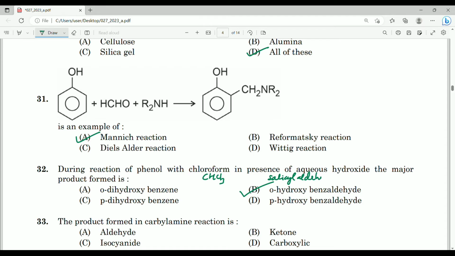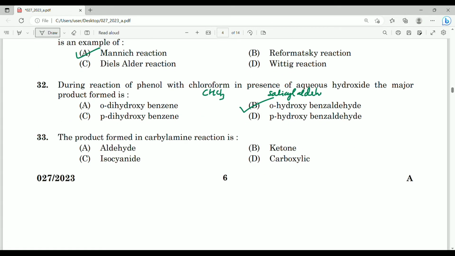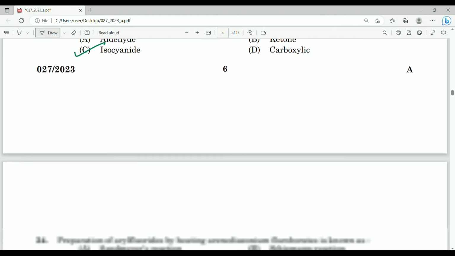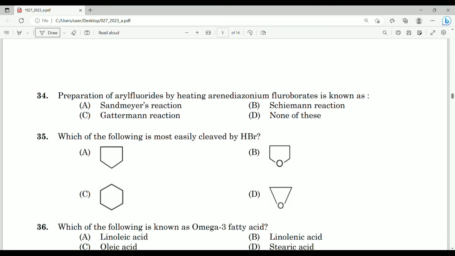Next one, the product formed in carbylamine reaction. So carbylamine reaction product will be isocyanate. So the option C will be the right answer, isocyanate. 34. Preparation of aryl fluoride by heating arene diazonium fluoroborate is known as Sandmeyer's, Schiemann, Gutterman. So answer will be Schiemann reaction.